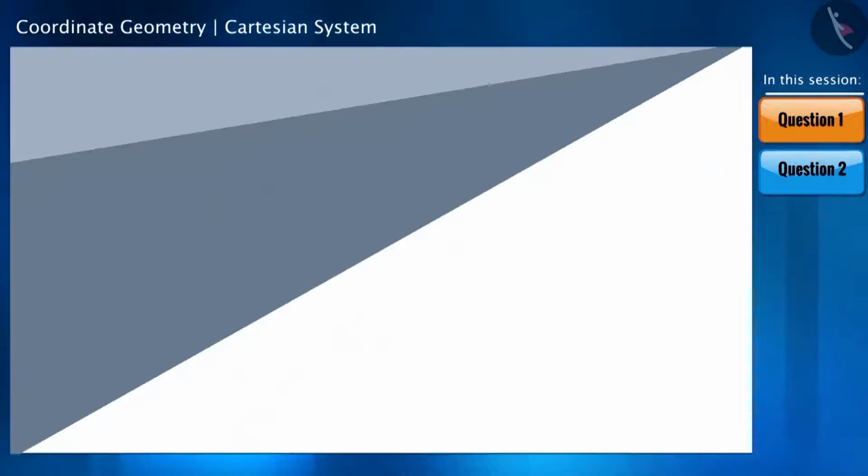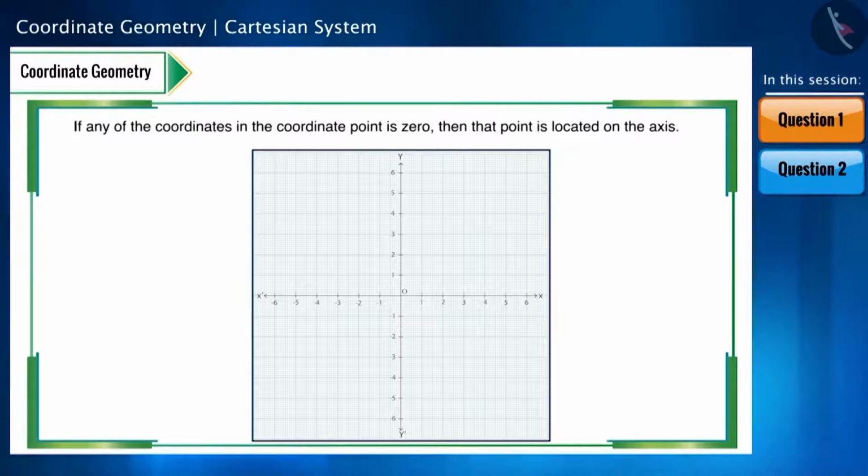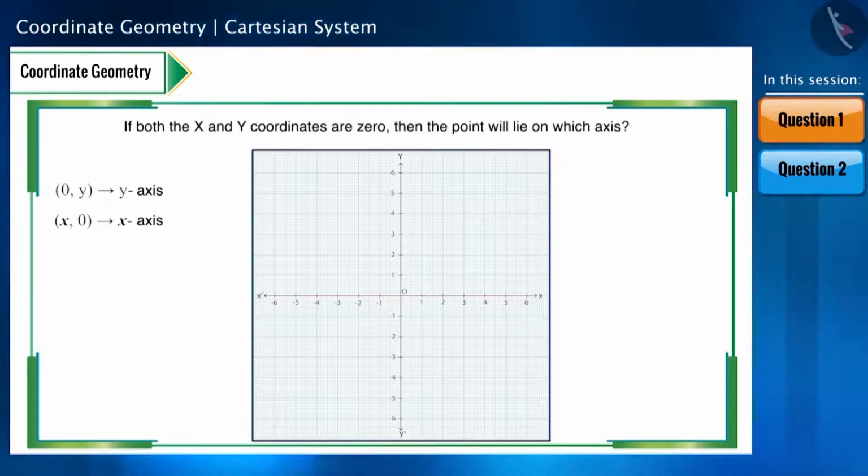You should remember that if any of the coordinates in the coordinate point is 0, then that point is located on the axis. If the x-coordinate is 0, then the point lies on the y-axis. And if the y-coordinate is 0, then the point lies on the x-axis. So if both x and y coordinates are 0, then on which axis will that point lie?